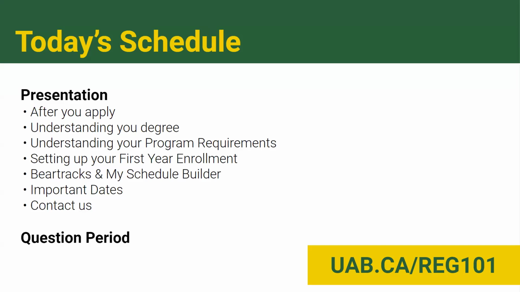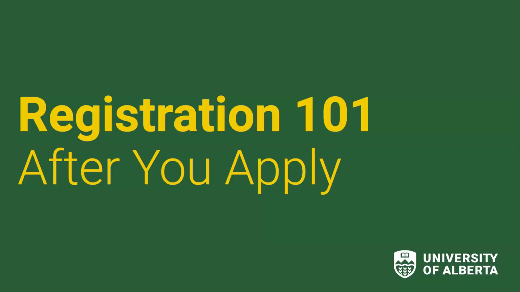For today's schedule, we will be going over the presentation. So we will begin with after you apply. So this is essentially the steps you need to take after you submitted your application and you've been granted admission to the U of A. And then we will be going over understanding your degree as well as your program requirements. We will go over setting up your first year of enrollment, as well as discussing Bear Tracks and My Schedule Builder, which is where you will be registering in your classes. And then we will discuss important dates as well as ways to contact us after this presentation.